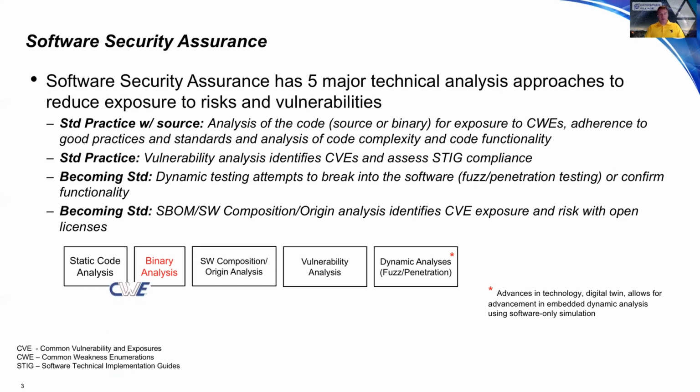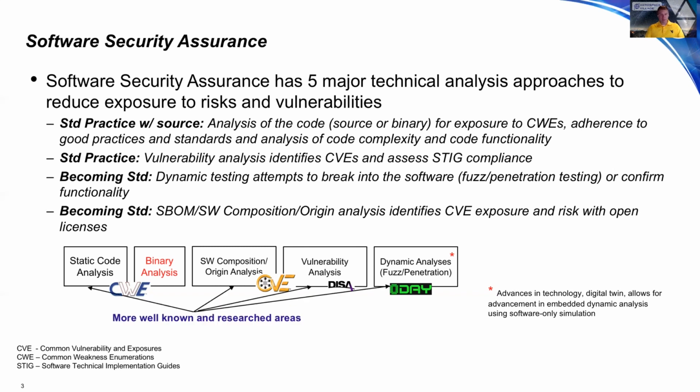So the binary analysis, static code analysis, is where you typically find some of your CWEs. This origin analysis or software composition analysis and vulnerability analysis will help find your compliance issues and your CVEs, and your 0-day discoveries will be more in the dynamic analysis of fuzzing.